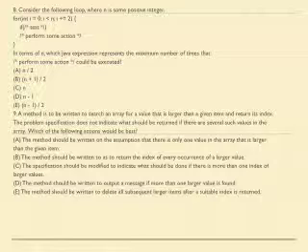A. The method should be written on the assumption that there is only one value in the array that is larger than the given item. B. The method should be written so as to return the index of every occurrence of a larger value. C. The specification should be modified to indicate what should be done if there is more than one index of larger values. D. The method should be written to output a message if more than one larger value is found. E. The method should be written to delete all subsequent larger items after a suitable index is returned.